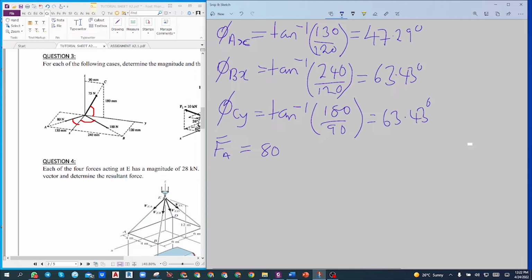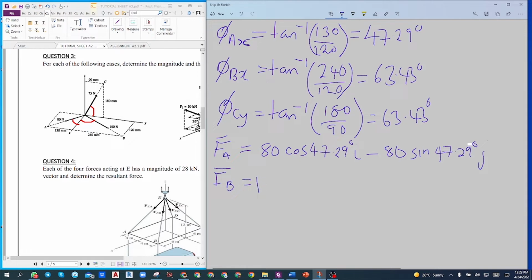The x component is cos, yes, 80 cos 47.29, okay, this is our i, and then plus, actually it's minus, because I've seen the y component is going in that other direction and it has no z component, so it will be 80 sine 47.29 degrees, okay, and this is j. So that's our FA.